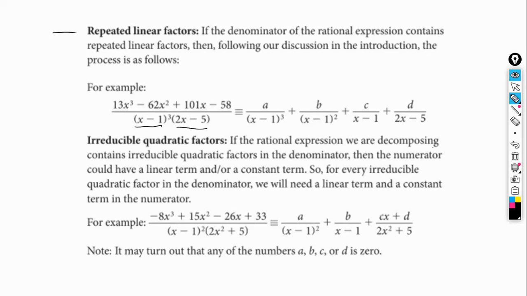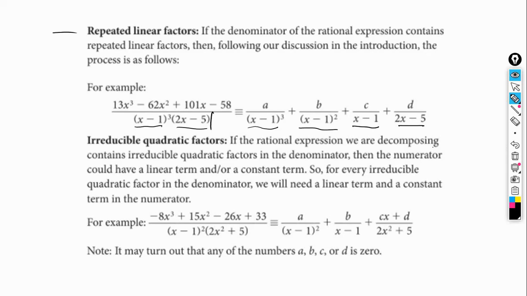So in these cases, we have to consider all the possibilities with linear factors. We would have to consider x minus 1 cubed, x minus 1 squared, and x minus 1. And then finally, 2x minus 5, which comes from here. So this is what we would have to solve in this case, right? We'd have to find a, b, c, and d. Now notice that it may turn out that any of these numbers could be 0, especially b and c.